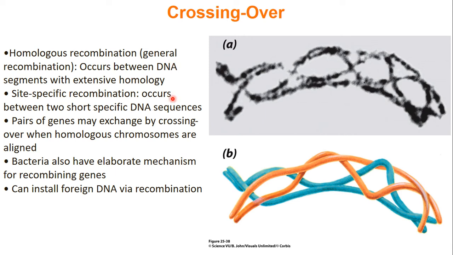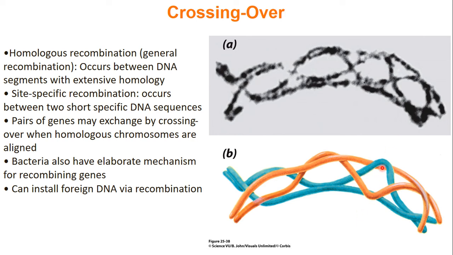You can also have site-specific recombination, where two short specific DNA sequences will cross over. Both of these need homology generally for crossing over to happen. Now, when you're doing crossing over, you can exchange genes between homologous chromosomes, and that's what's being shown here. A is the actual picture of that happening, B is the colorized version of that.